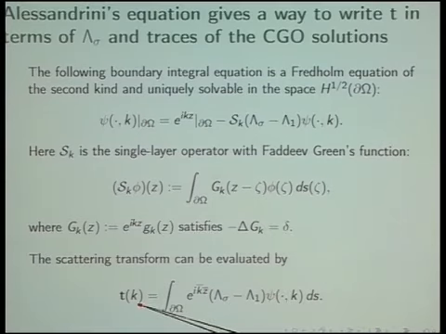Then, let me just show you. This is the usual Green's function for the Laplace operator, and this is the Faddeev Green's function. So the difference is a global harmonic function depending on k. This is just for k equals 1.